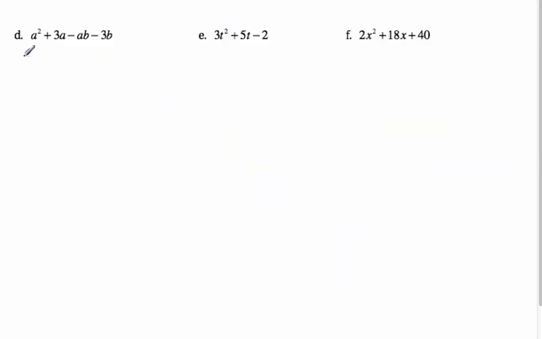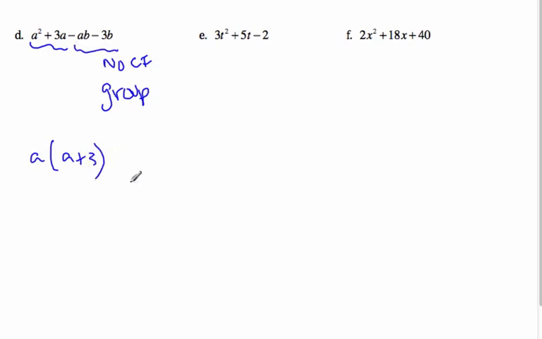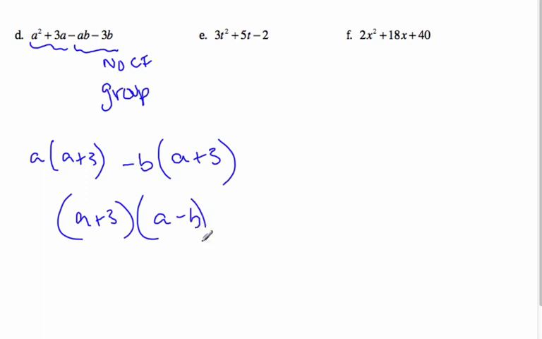Look in here. First thing we do, common factor? No, not for all of them. This one had an a, then it would work. 4 terms, that's a clue for us. I think we're going to group this one. So, grouping it, we take our first 2 terms. We've got a add 3, minus b, and then a add 3. Now I see a add 3 as a common factor to pull out, and then I get a minus b.